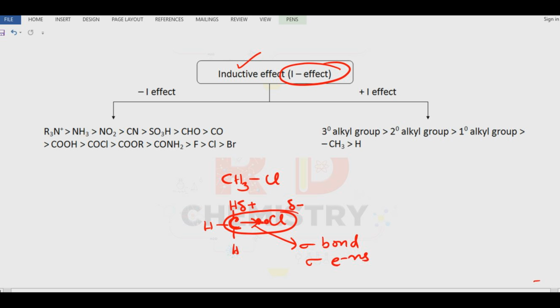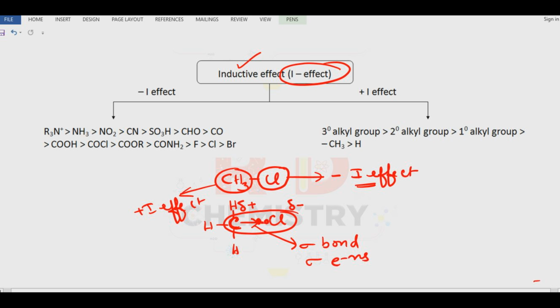This kind of displacement in the sigma bond by the sigma electrons is called the inductive effect. The chlorine atom is withdrawing the electrons toward itself, so this group is a minus I effect group, an electron withdrawing group. CH3, which donates electrons, is called a plus I effect group.